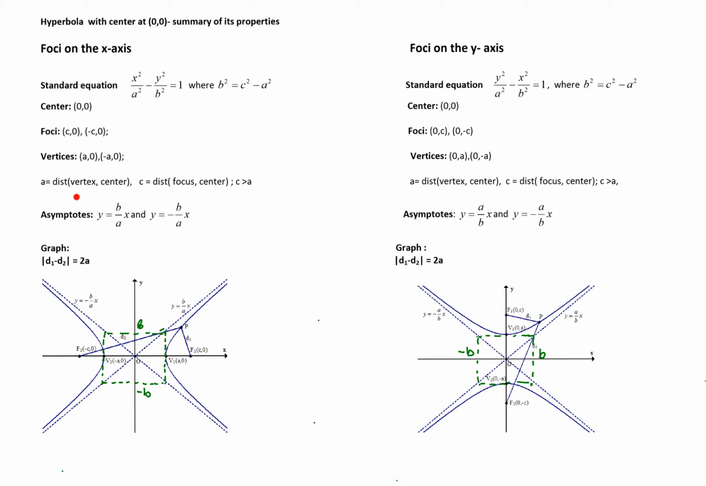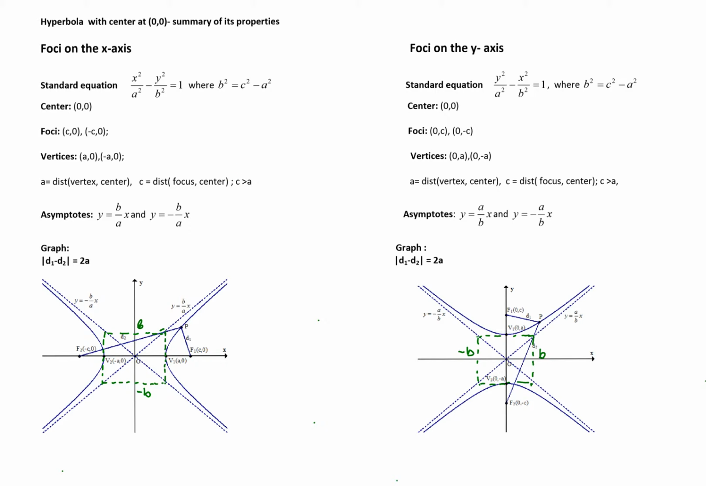The value of a is the distance between a vertex and the center, and therefore the vertices are at the points (a, 0) and (negative a, 0). We define the value c to be the distance between a focus and the center, and therefore the foci are at the points (c, 0) and (negative c, 0). From the definition, we know that the value of c is greater than a.